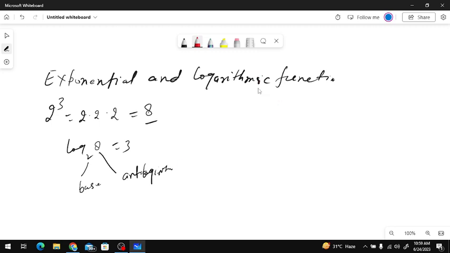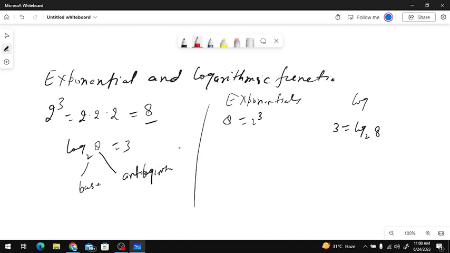And if you are converting, suppose 8 equals 2 to the power 3, it's exponential form. Converting to log, 3 equals log base 2 of 8. So 100 equals 10 squared, so 2 equals log base 10 of 100.